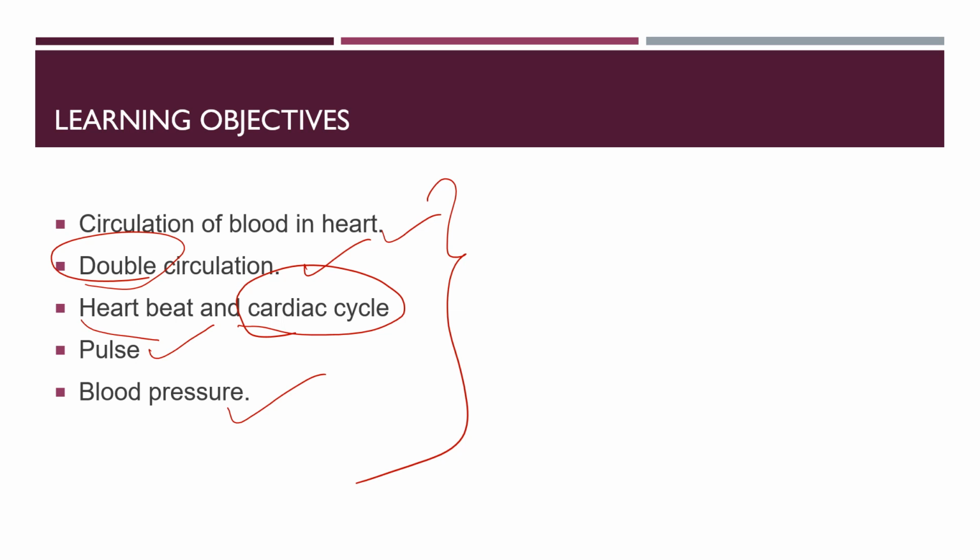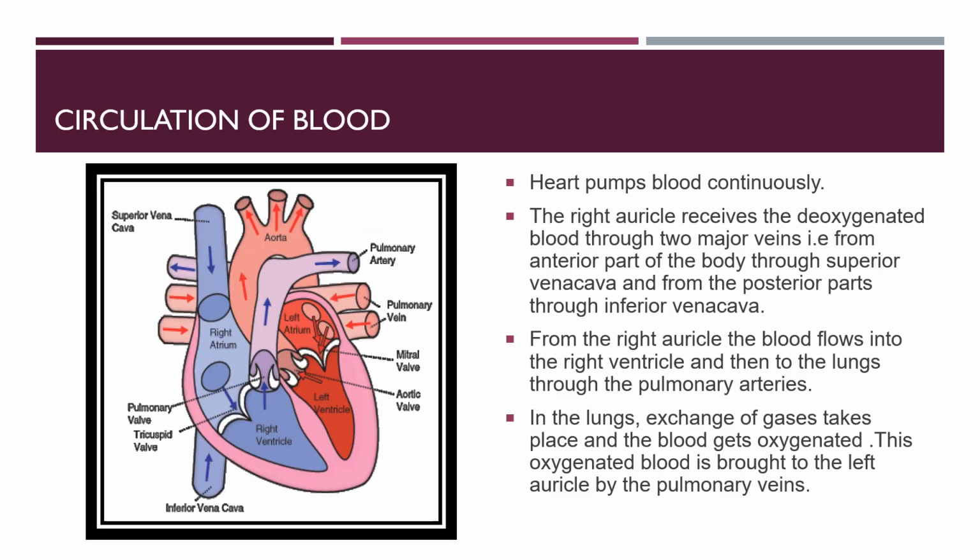So let us start with today's episode of circulatory system. Now first we are here with circulation of blood. So what does this mean? Circulation of blood means the heart is pumping blood continuously. So this is the structure of a heart, the internal structure of a heart, that we have discussed in the previous class also. We know the heart is continuously pumping blood.